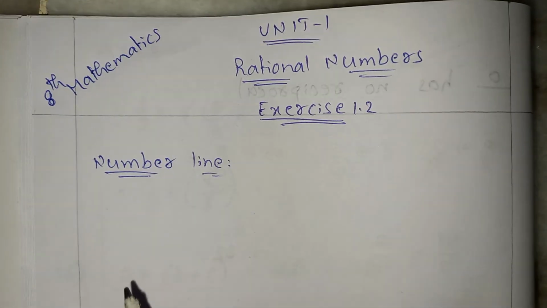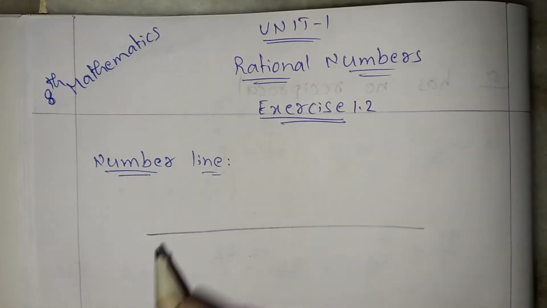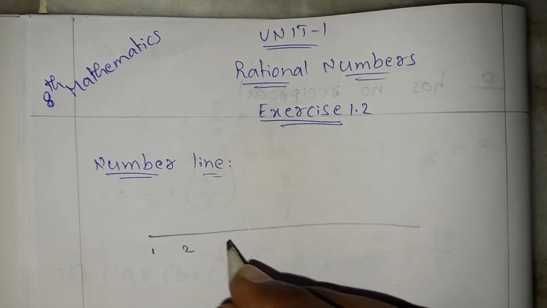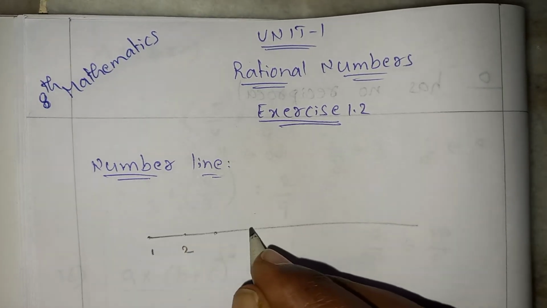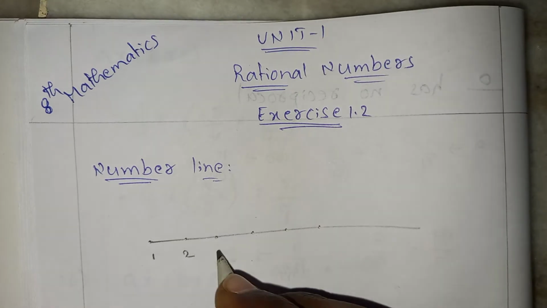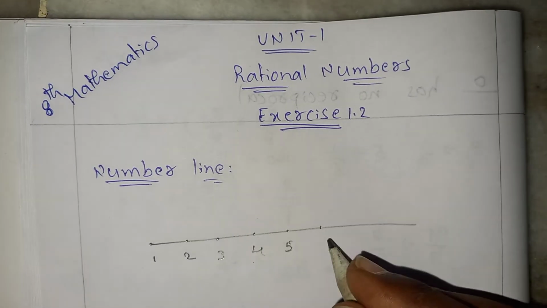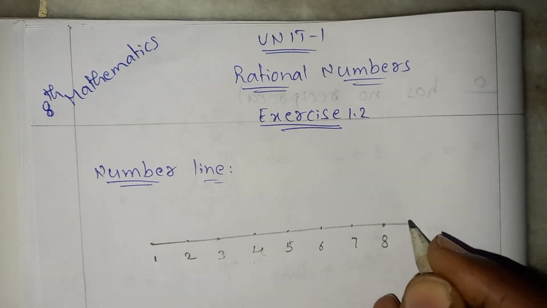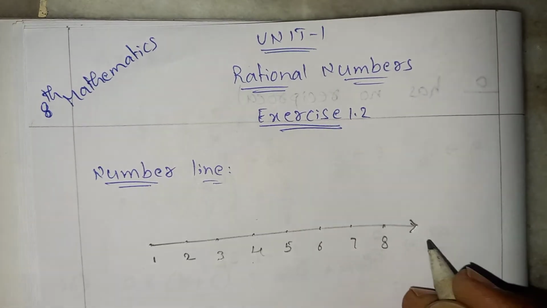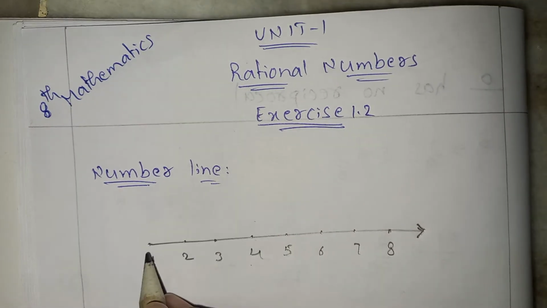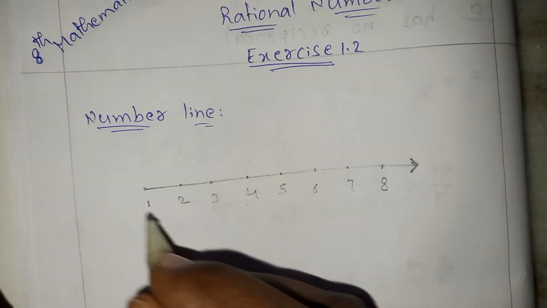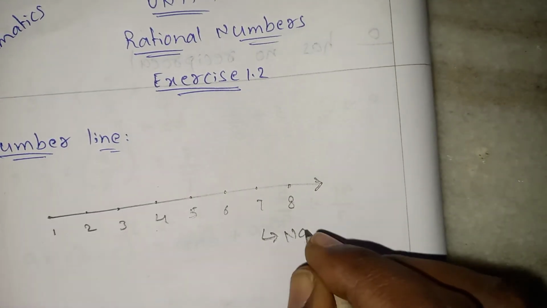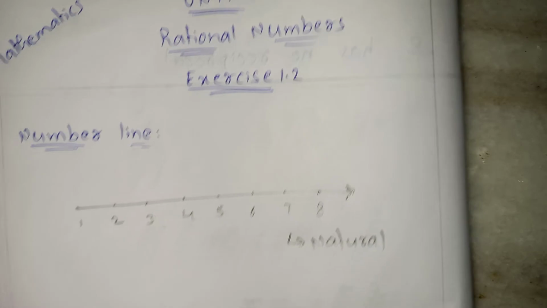How do we generally mention natural numbers? Natural numbers start with 1, right? So 1, 2, and you have to keep the dots at the same distance. 3, 4, 5, 6 and so on. However much you want to mention, you just mention it, and you have to keep an arrow mark here. Don't keep the arrow mark here, okay? So what is this number line? The representation of natural numbers, right?